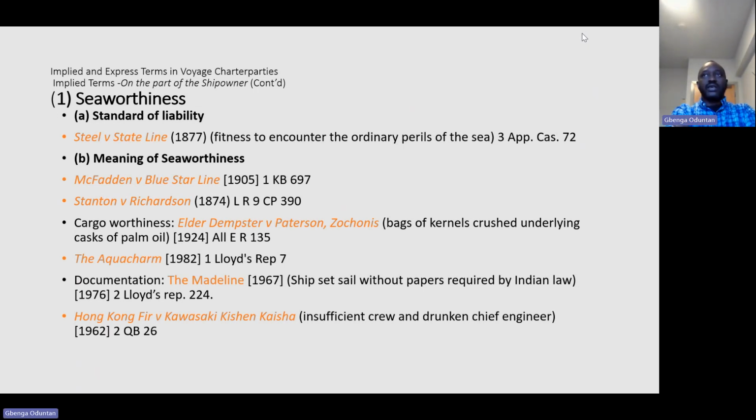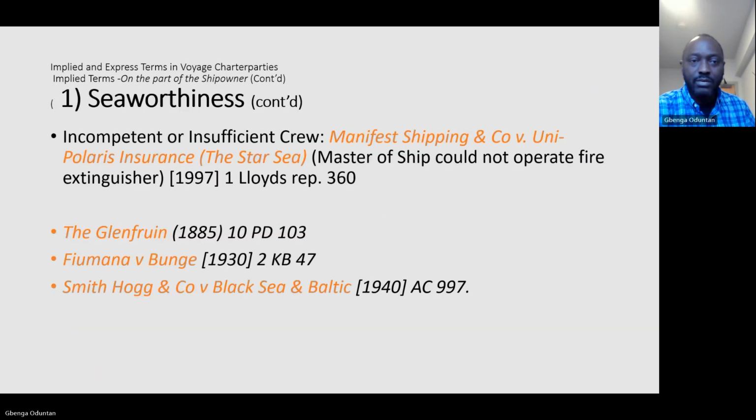Seaworthiness again includes cargoworthiness. Seaworthiness again includes documentation. Seaworthiness includes the duty to employ only reasonable people, professionals, and not idiots to operate the ship. Case law, varying case law, has been provided for you in this PowerPoint. Please see them.